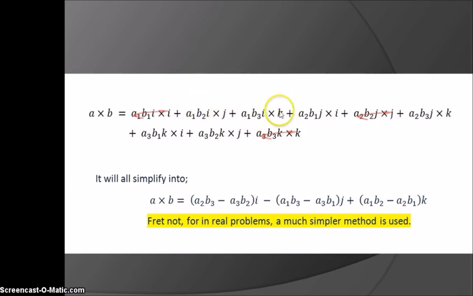We're now left with these other components, and due to the length of this video getting too long, I don't want to show all the workings and all the reductions that went on. All you need to know is that it all reduces to this final form, and it might look intimidating, so fret not, for in real problems a much simpler method is used. What is that method, you might be asking yourself?